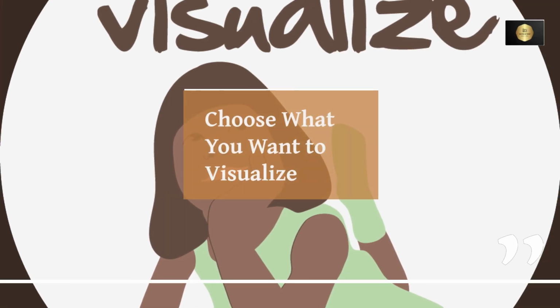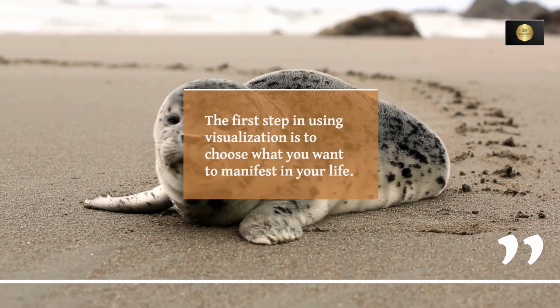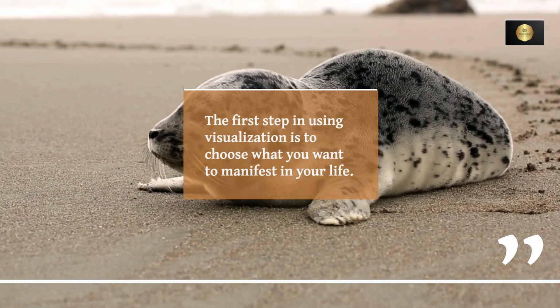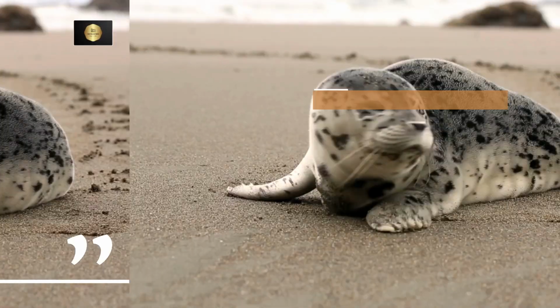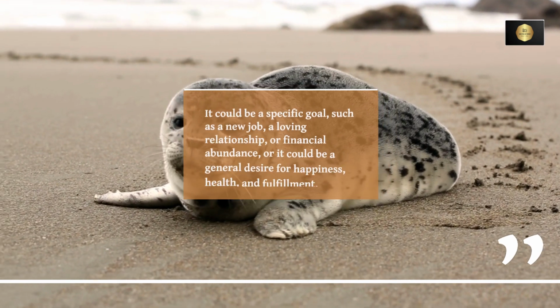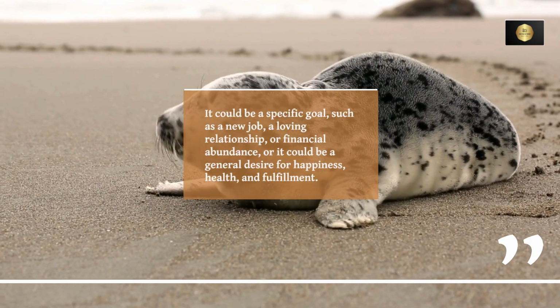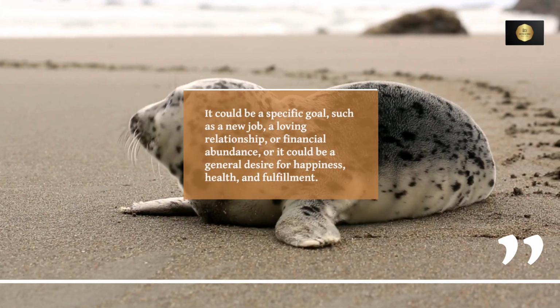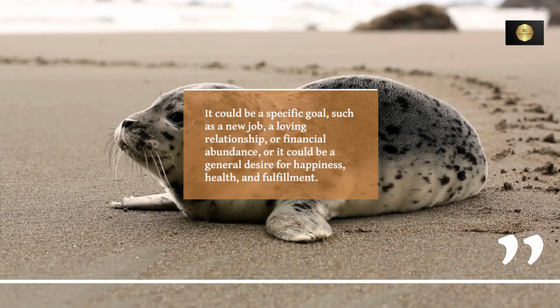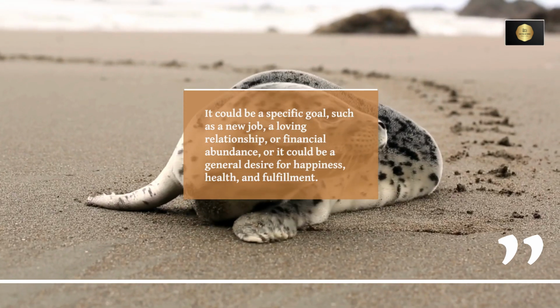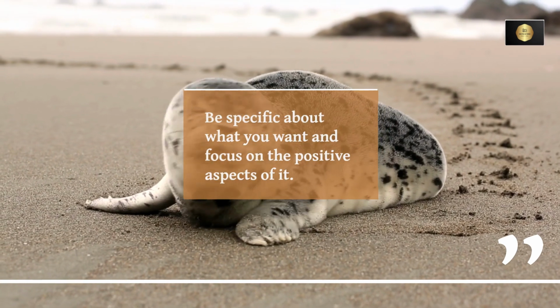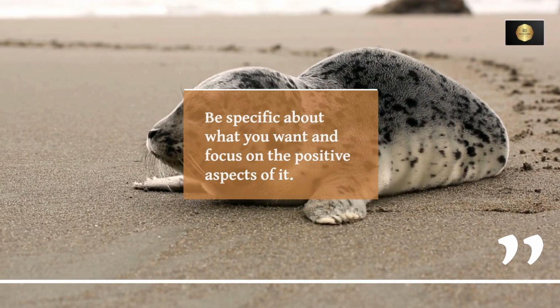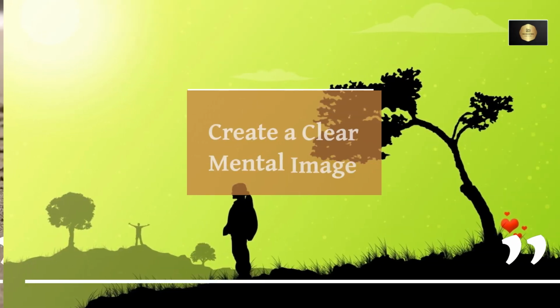Choose what you want to visualize. The first step in using visualization is to choose what you want to manifest in your life. It could be a specific goal, such as a new job, a loving relationship, or financial abundance, or it could be a general desire for happiness, health, and fulfillment. Be specific about what you want and focus on the positive aspects of it.